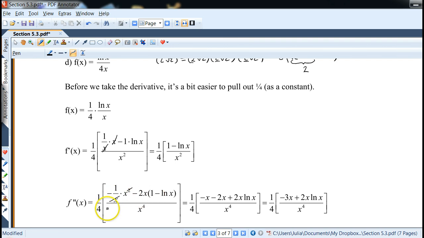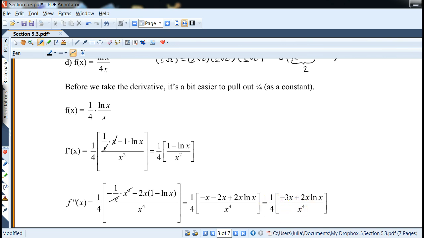So just a little bit of simplification. X cancels, so you actually end up with negative 1x, which is negative x. Then I distributed the 2x, so that's minus 2x. And then it's plus 2x ln of x. Notice how x's can combine. Negative x minus 2x will give us negative 3x plus 2x ln of x, divided by x to the 4th.